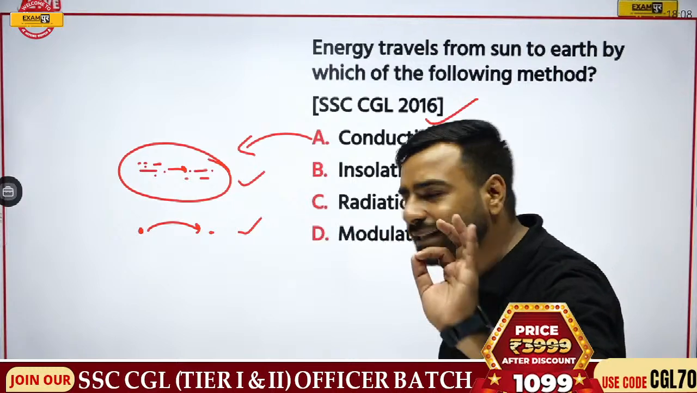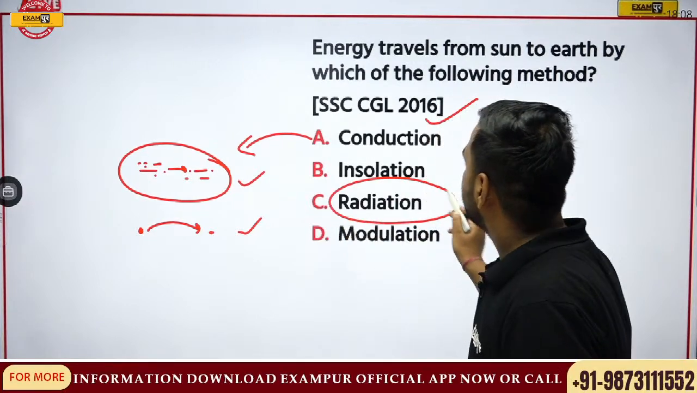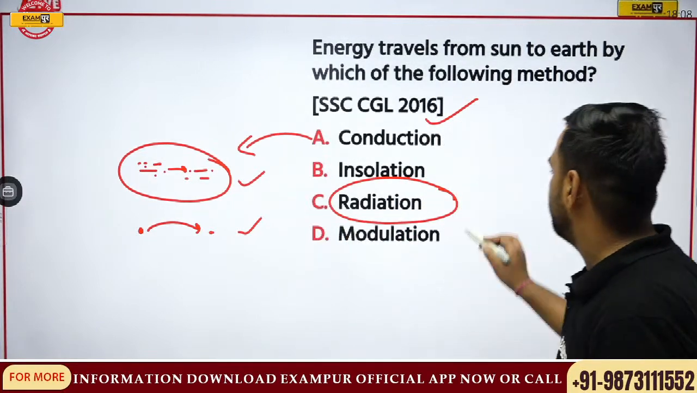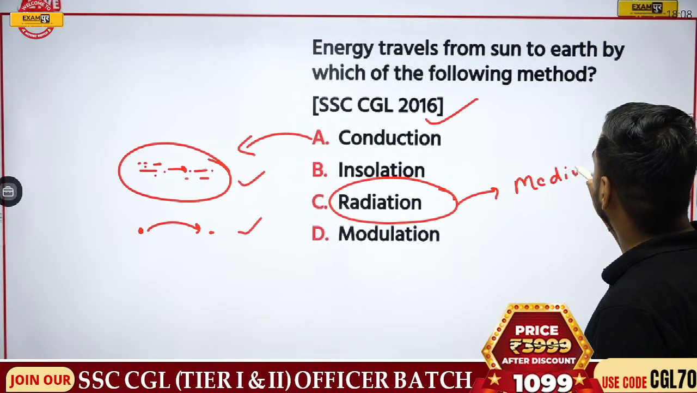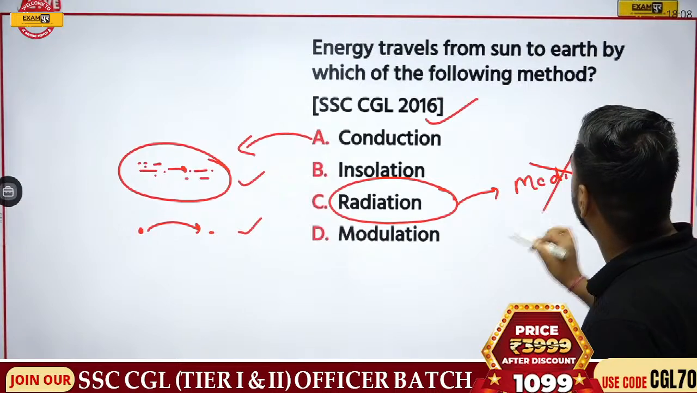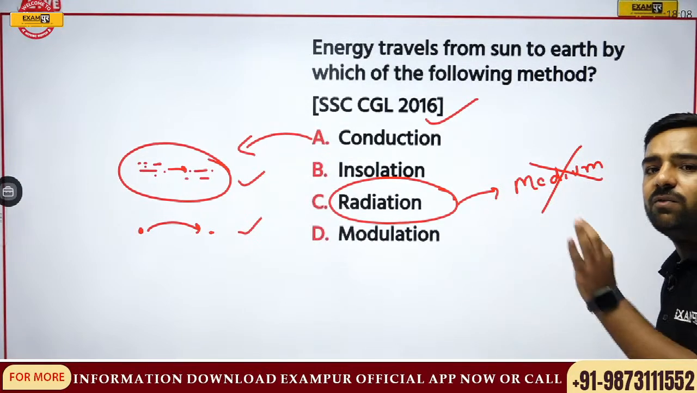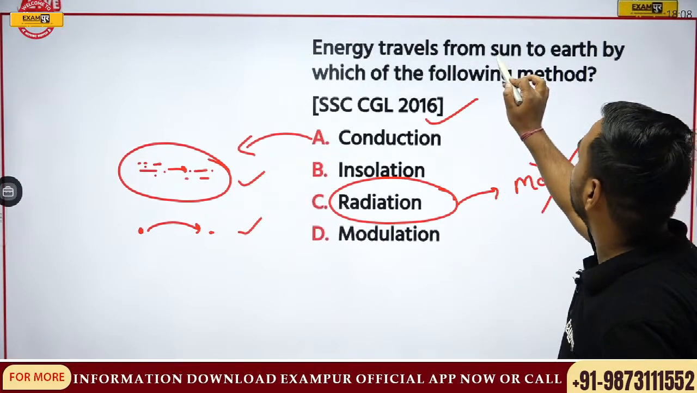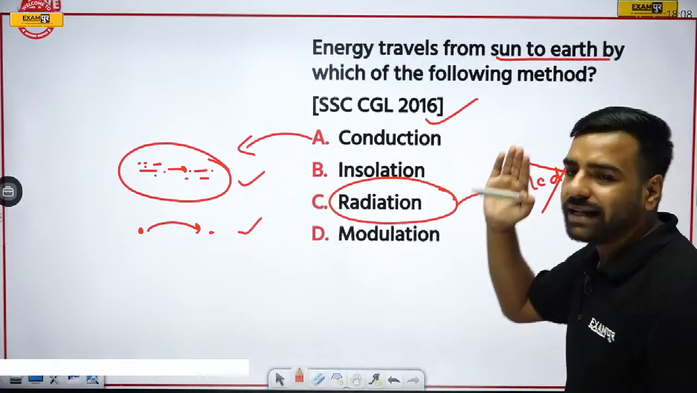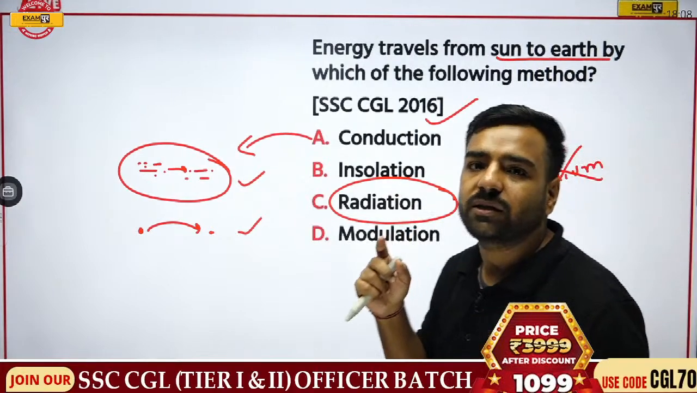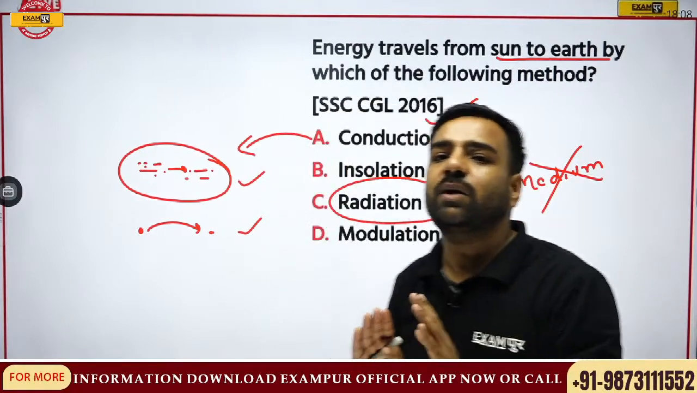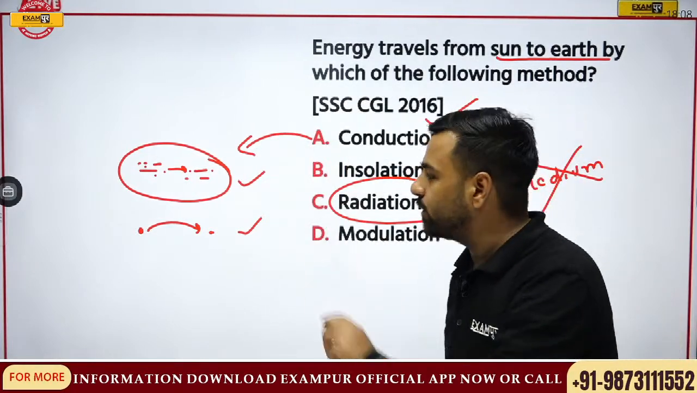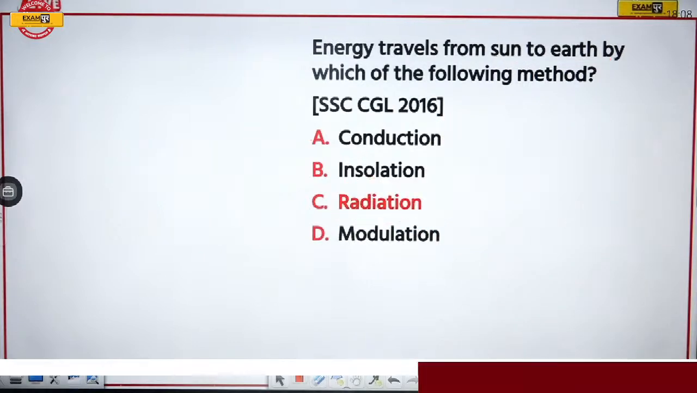But in the case of radiation, there is no such medium required. I'll write for you all. There is no such requirement of a medium. And this is the condition where we are talking about the energy that is traveling from the sun to earth. So the energy which travels from sun to earth is actually what? That is your radiation. Radiation doesn't require any kind of medium. So yes, option number C, that is radiation, will be the correct answer.